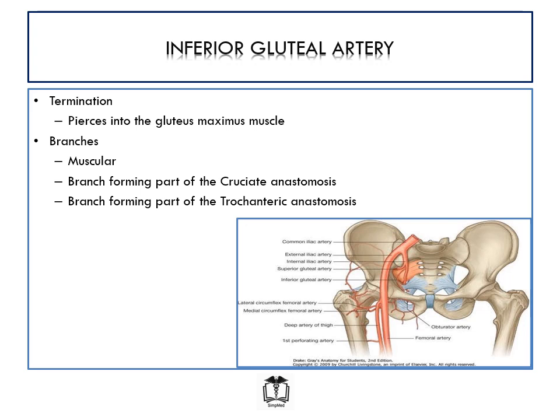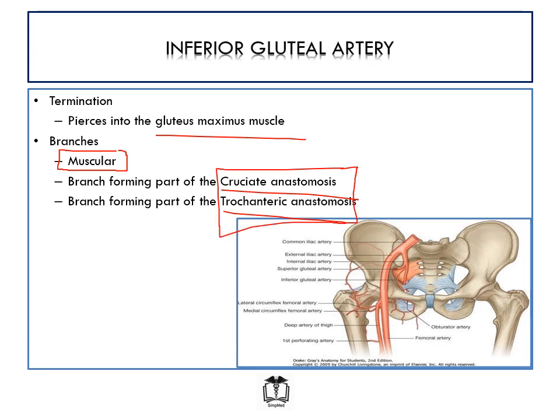Once within the gluteal region, the inferior gluteal artery tends to pierce through gluteus maximus and terminates by dividing into multiple branches. It has a muscular branch supplying muscles of the gluteal region. It also forms branches that give support to the cruciate anastomosis and the trochanteric anastomosis. These are two rich networks of blood vessels that supply the hip joint. You have the cruciate anastomosis around here, and then the trochanteric anastomosis somewhere around here.